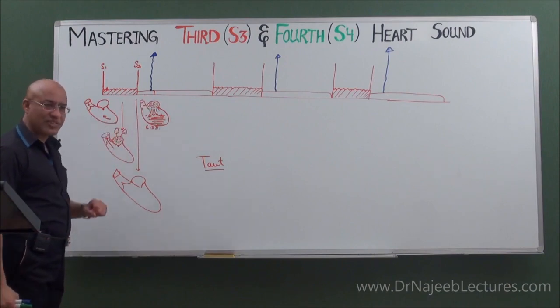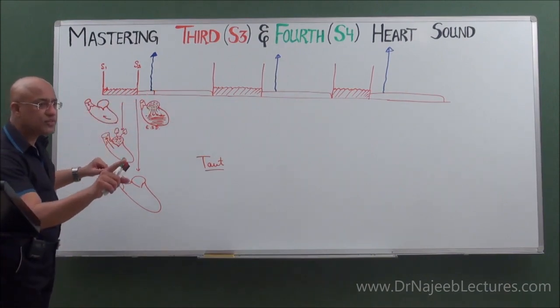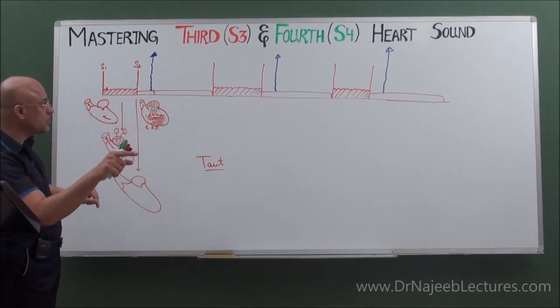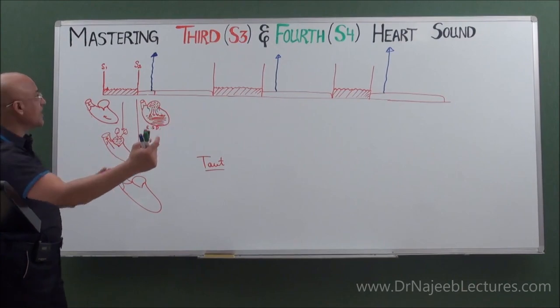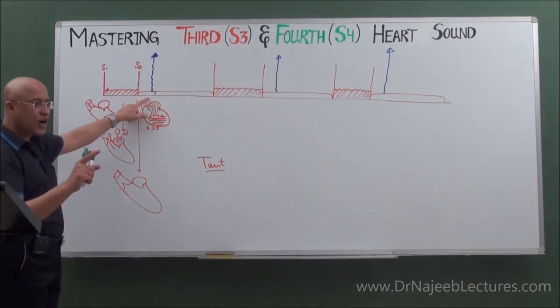An extra sound is there. What is this? Extra sound. But it is in early diastole. If this is early diastole, then it will be with S2. If there is some sound in late diastole, that will be with the next S1. But as it is early diastole, how will you hear it?